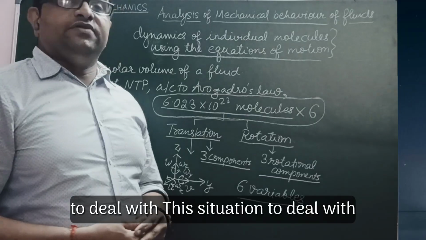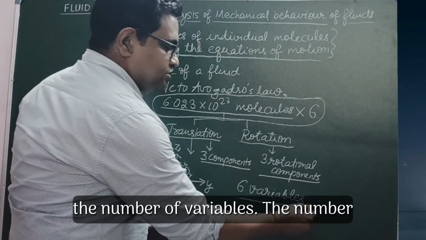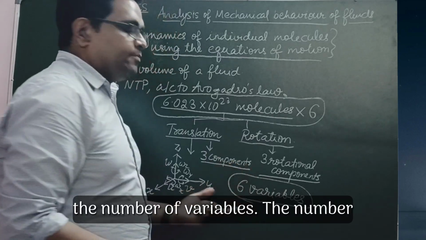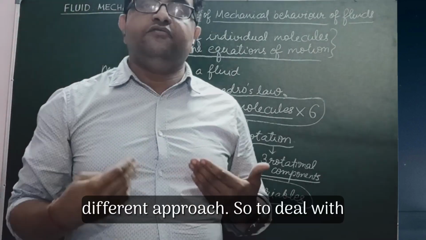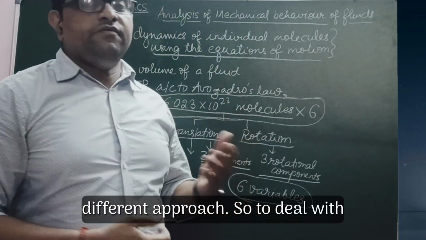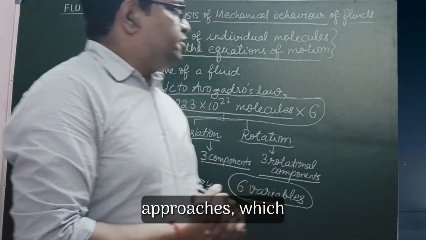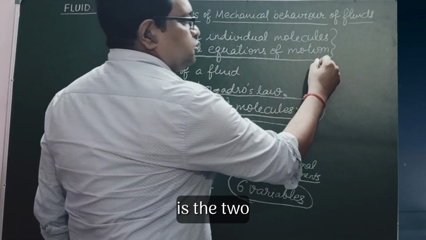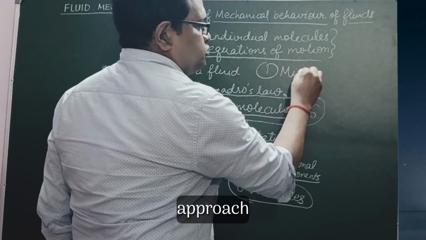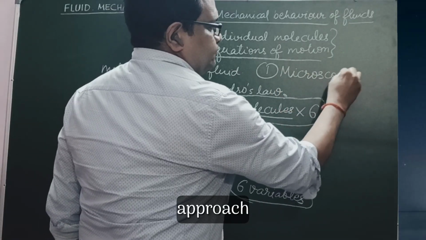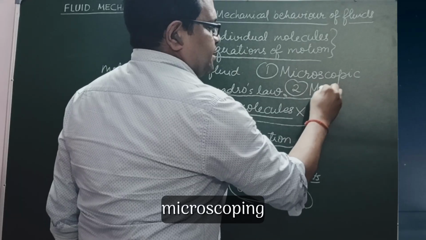Now, how to deal with this situation? To deal with this situation, we need to reduce the number of variables. The number of variables will be reduced by using a different approach. So to deal with this situation, we have two individual approaches, which are known as, first, the microscopic approach, and the second is the macroscopic approach.